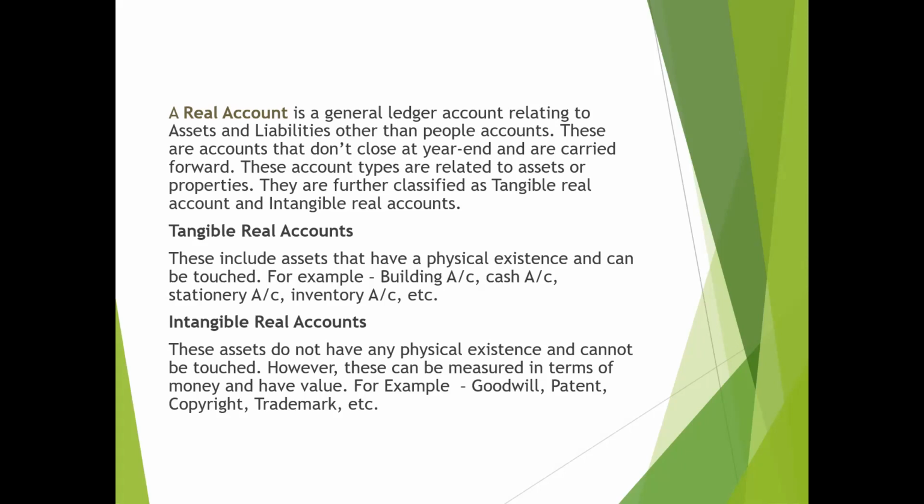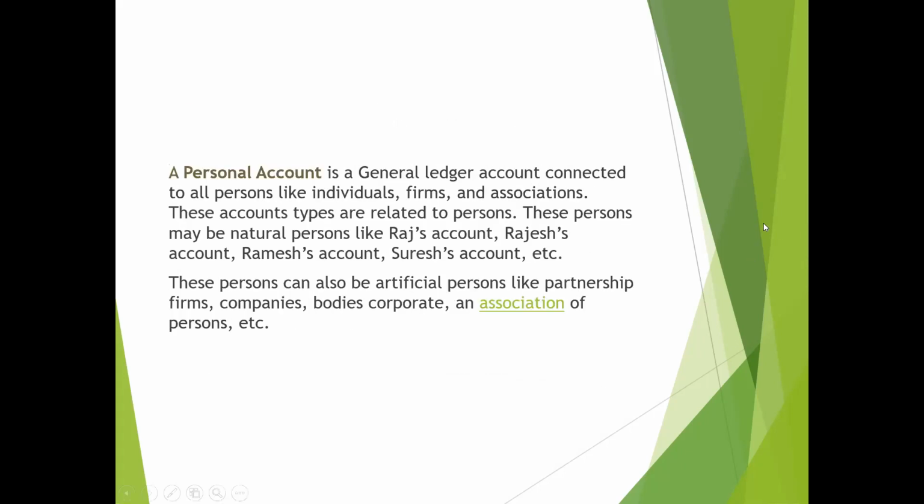The next type of account is the personal account. A personal account is a general ledger account connected to all persons like individuals, firms, and associations. These account types are related to persons. These persons may be natural persons, like personal name accounts, for example, Mr. A account, Raj account, Rajesh account, Ramesh account, etc. This is the example for natural persons' accounts. Persons can also be artificial persons like partnership firms, companies, bodies corporate, or associations of persons, etc. This is called a personal account.